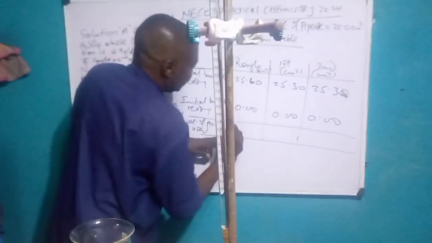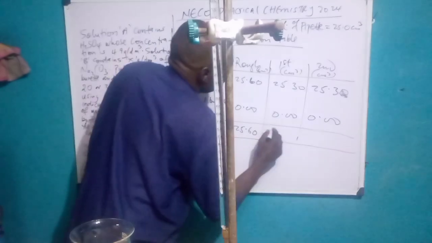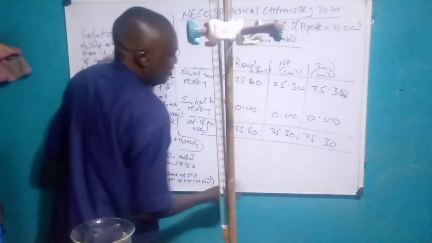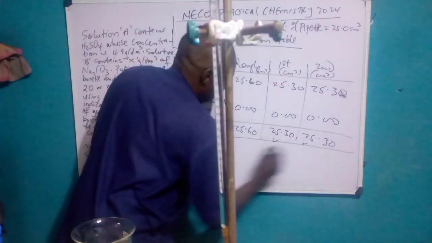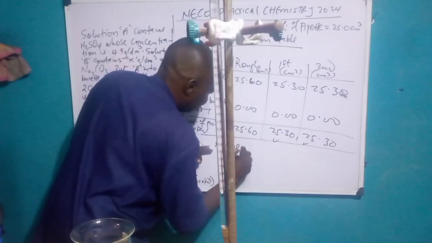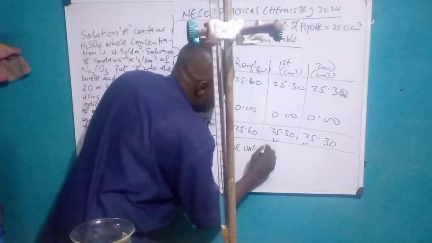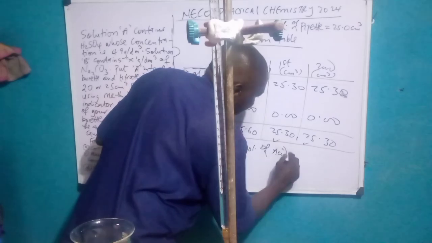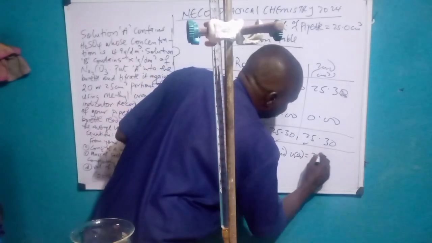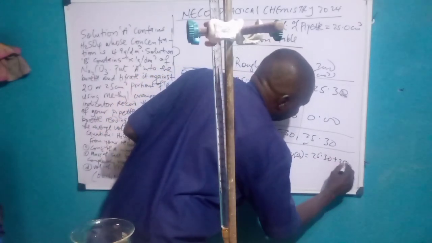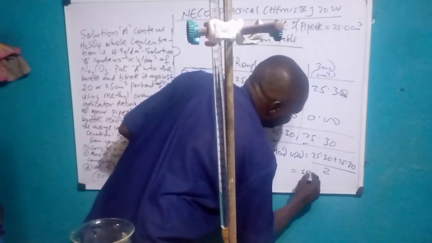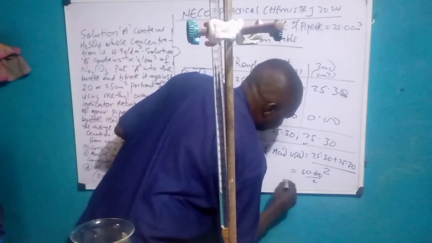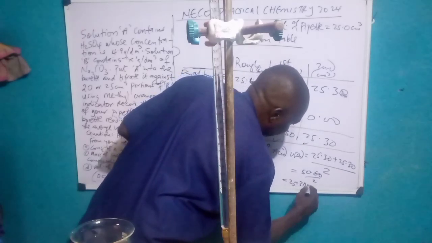So now we look at it. 25.60, 25.30, 25.30. You find the average. Remember, we are using the 2 that are nearest, called concordant. We pick these 2. So average volume of acid used, 25.30 plus 25.30 over 2 gives you 50.60 over 2, which is 25.30 cm3.